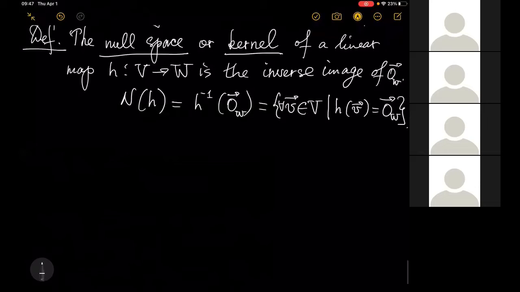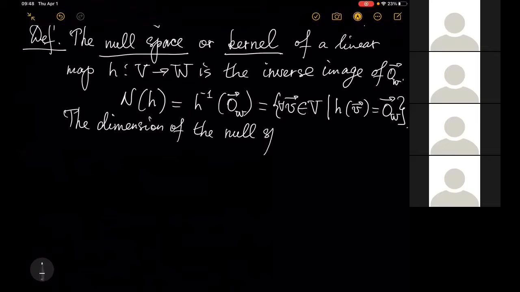And the dimension of the null space is the nullity of the homomorphism.